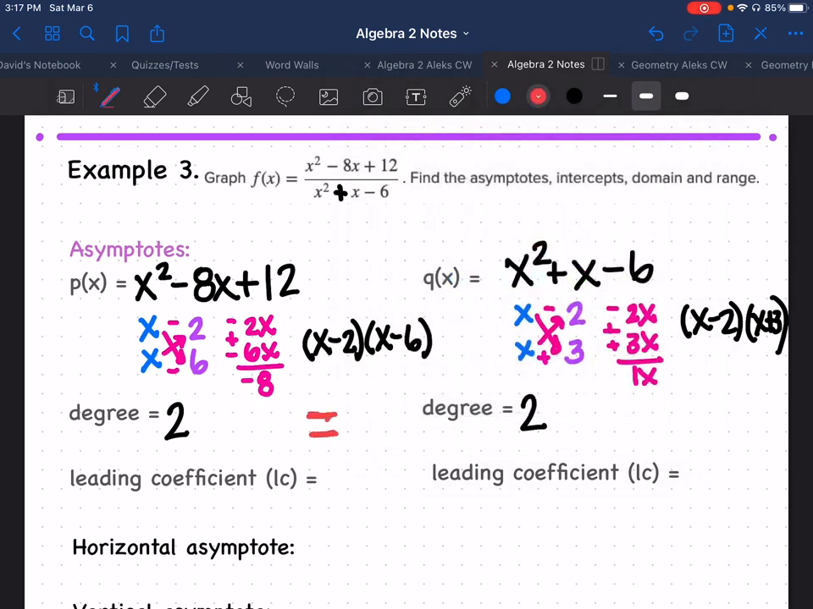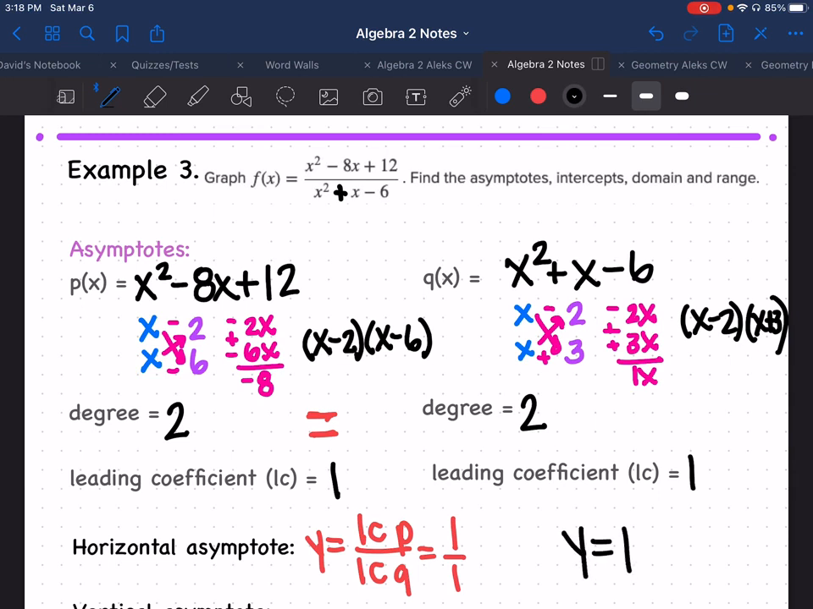So I'm going to go ahead and grab my leading coefficients from each one. My leading coefficient here would be 1, and my leading coefficient here would be 1. My horizontal asymptote is going to be that line, my leading coefficient of P divided by my leading coefficient of Q, which is 1 divided by 1. So it's going to be y equals 1.